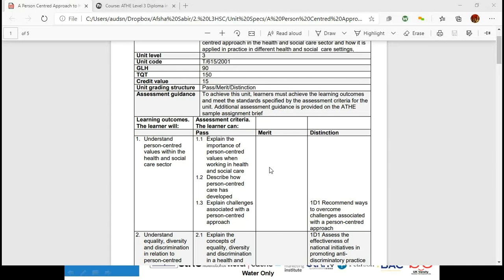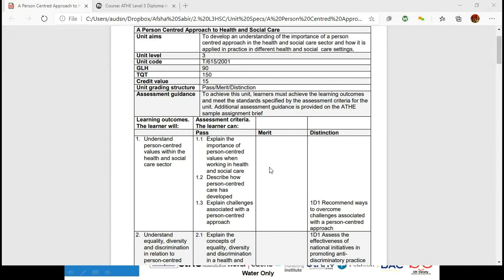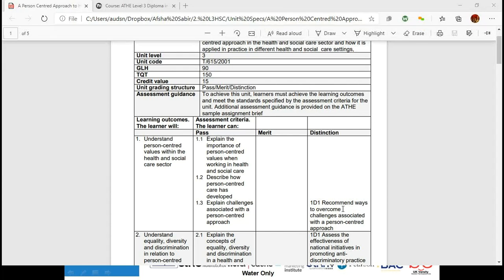Again, as we had with the health and social care sector unit that we just did previously, there's the same grading system again. You can go pass, merit, or distinction. If you want the pass, all the pass questions need to be answered. For merit, it will be all the pass and all the merit. So that is if you want a merit grade. But if you want to go for a distinction grade, you need to do all of the passes, all of the merits, and all of the distinctions.